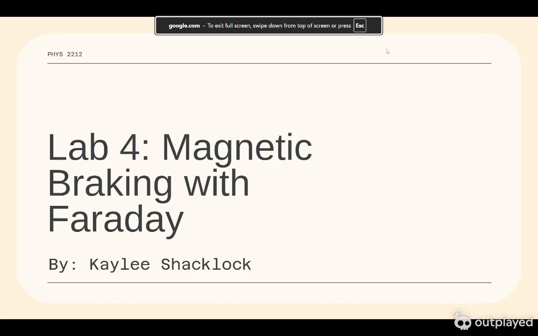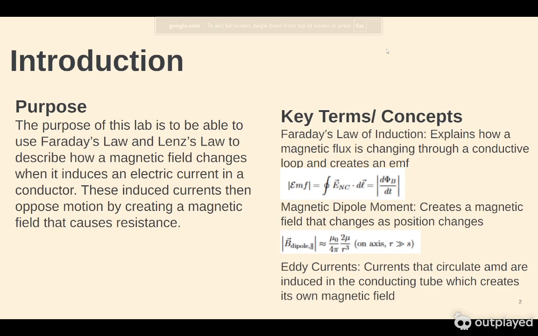This is Lab 4, Magnetic Braking with Faraday. Introduction. The purpose of this lab is to be able to use Faraday's law and Lenz's law to describe how a magnetic field change induces an electric current in a conductor. These induced currents then oppose motion by creating a magnetic field that causes resistance.